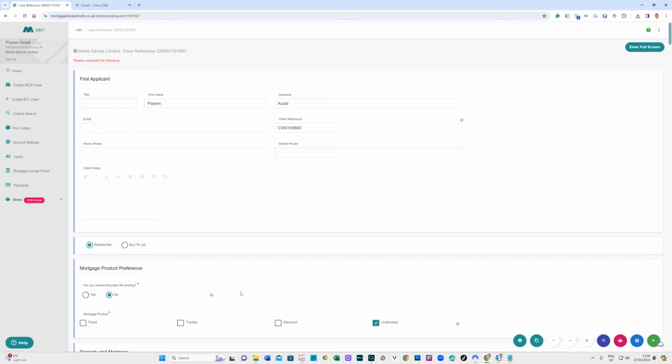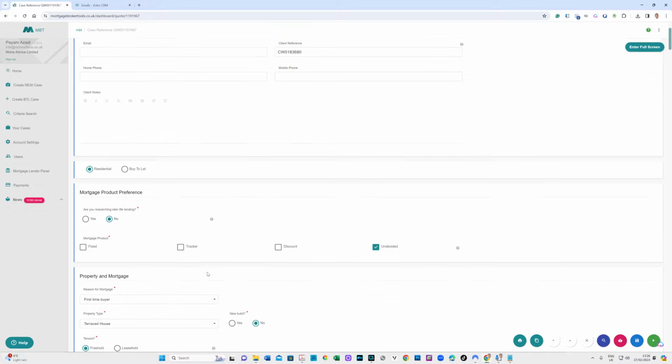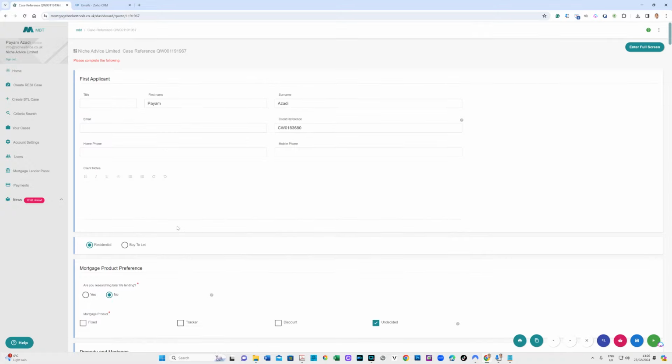So we'll run that through and I've basically put some dummy figures in there and they're gonna remain the same for each scenario, okay? The only thing that's gonna change is obviously the number of children and the child benefit allowances, right? So you've got Payam here.